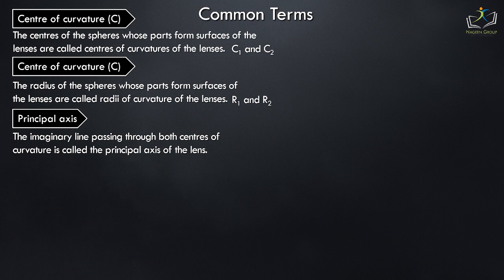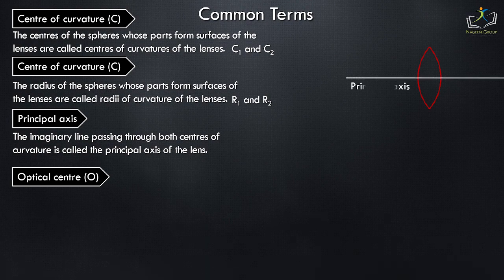This is called principal axis. Now optical center. What is optical center? Here what do you observe? The center of this lens, right? The lines which pass through this will not get deviated. Means the lines which are undeviated at that point, that is called optical center.